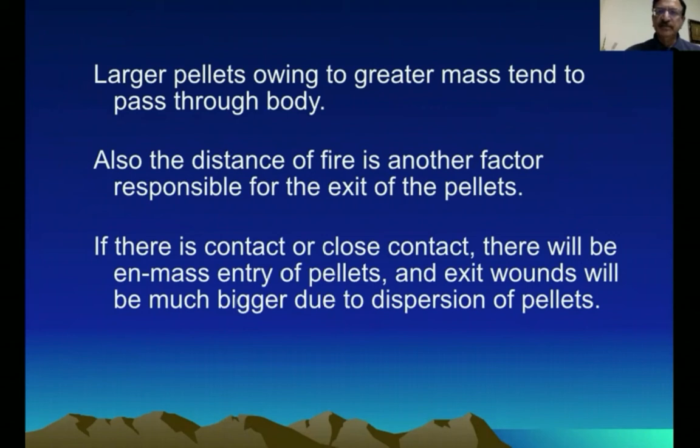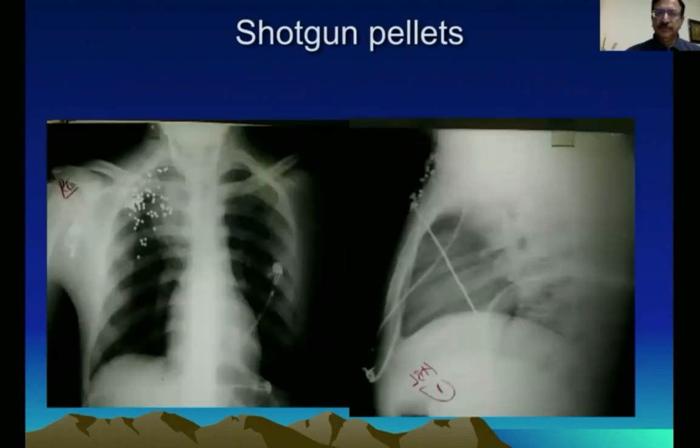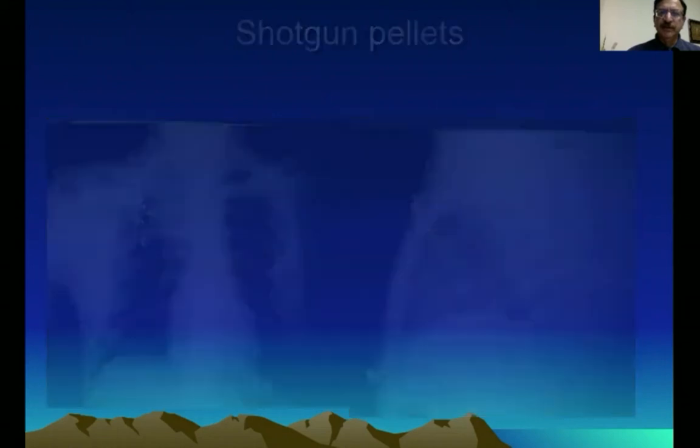But sometimes the larger pellets, having larger mass and greater velocity, may pass through the body and exit. And also the distance of fire is another factor. If it is close range, velocity will be higher and the pellets may exit. But at distant firearm wounds by the smoothbore weapon, the pellet, by reduction of its velocity, will not exit and will remain in the body. You can see the radiograph showing the pellets which are lodged within the body.